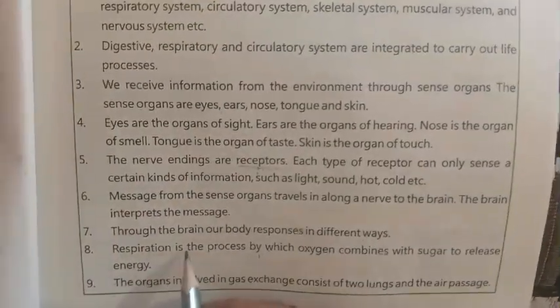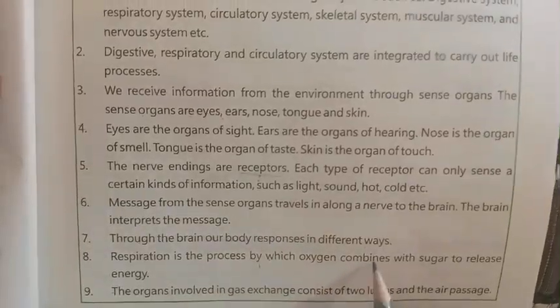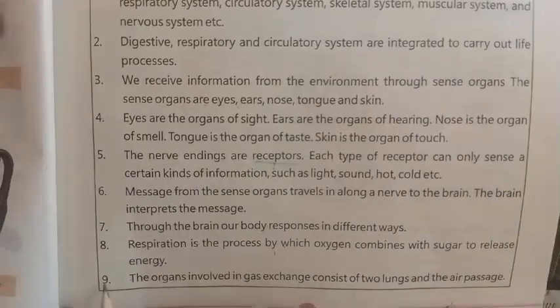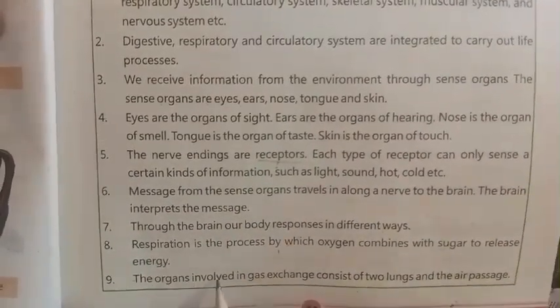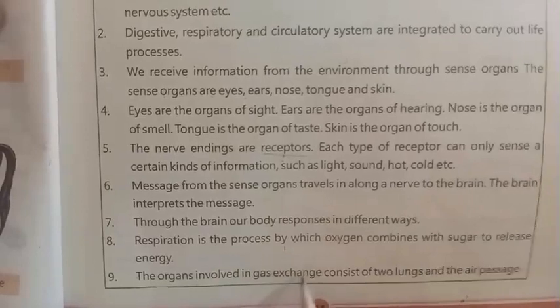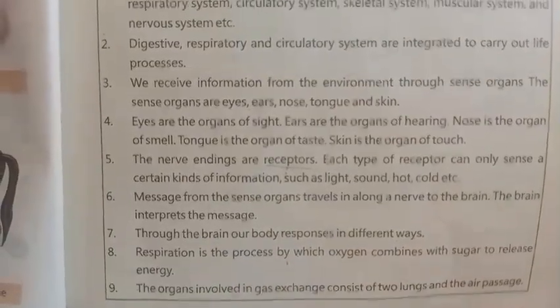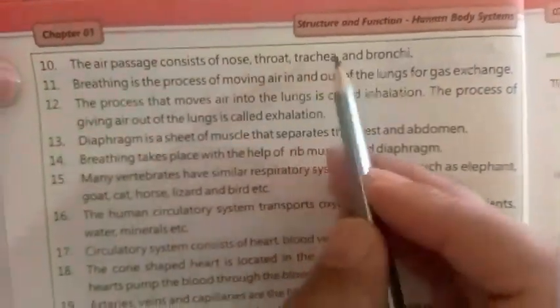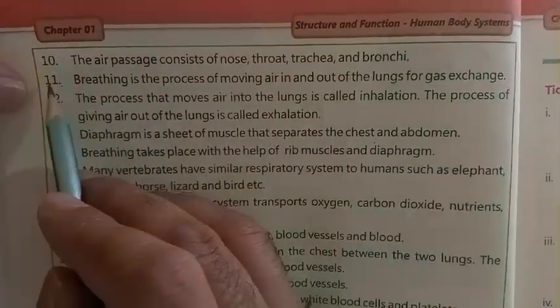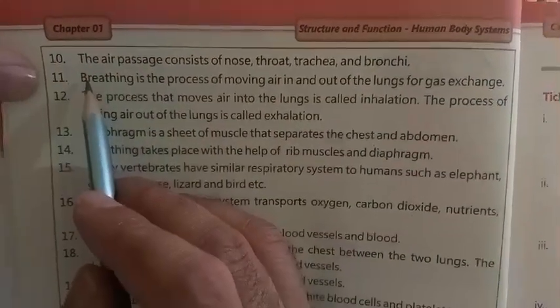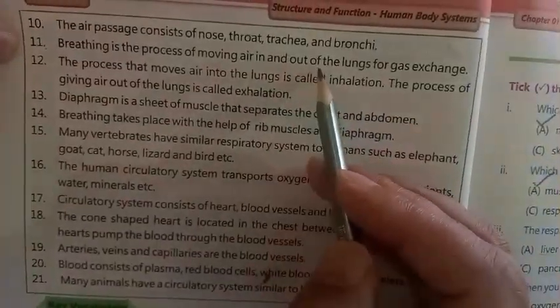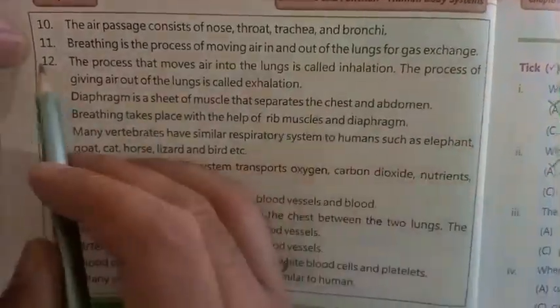Number 8. Respiration is the process by which oxygen combines with sugar to release energy. Number 9. The organs involved in gas exchange consist of two lungs and the air passage. Number 10. The air passage consists of nose, throat, trachea, and bronchi. Number 11. Breathing is the process of moving air in and out of the lungs for gas exchange.